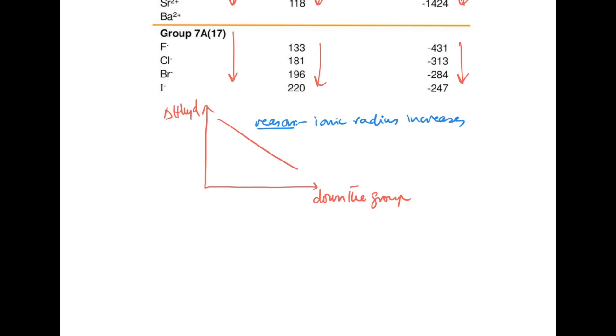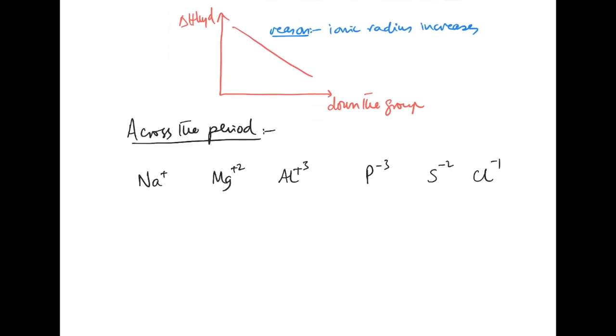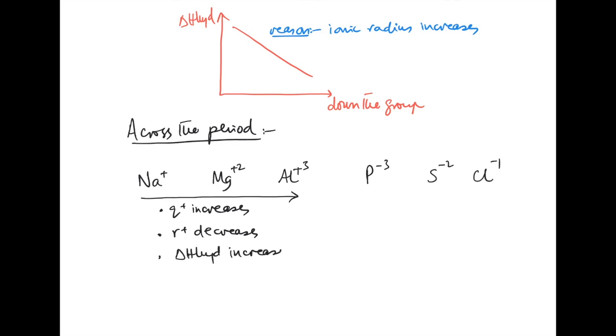So let's see what happens across the period. Across the period we have metal cations. From sodium ion to aluminium, the charge increases. Q means charge, right? Charge is increasing and ionic radius decreases. So when the charge increases and ionic radius decreases, it means that enthalpy of hydration increases. Increase means it becomes more exothermic. So the sign should look like this.